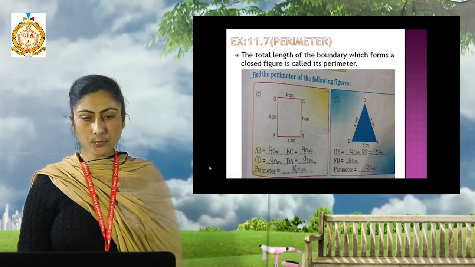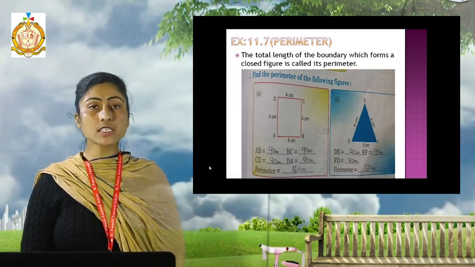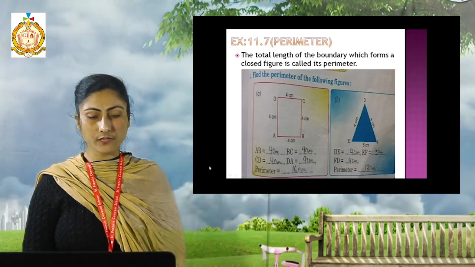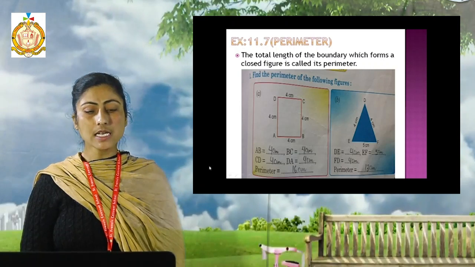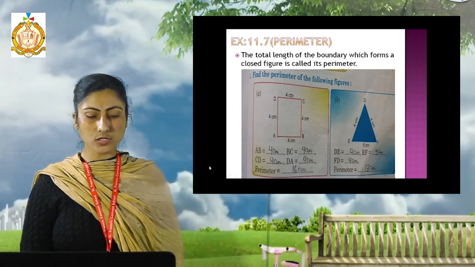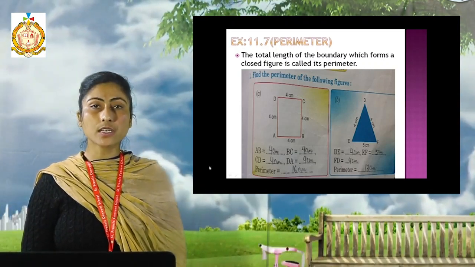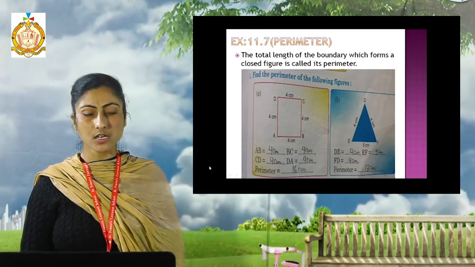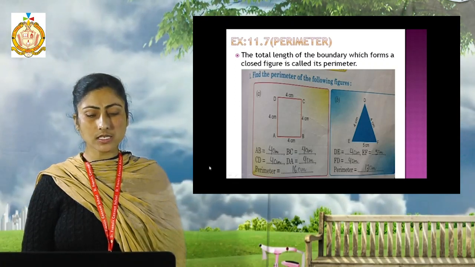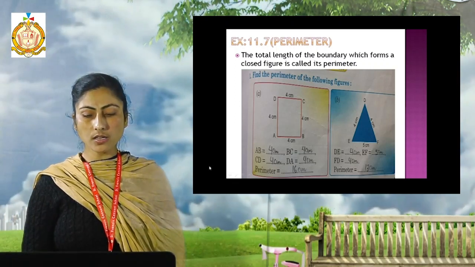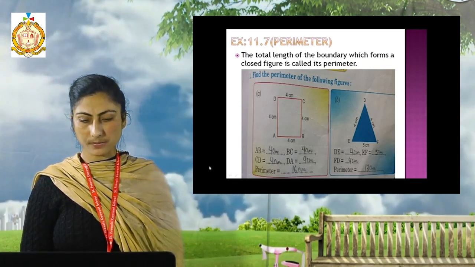So, 11.7 exercise, first sum. The measurements of all the sides of a given figure are given, like AB 4 cm, BC also 4 cm, CD 4 cm, DE also 4 cm. Then what will be the perimeter? The total sum of all the sides: 4 plus 4 plus 4 plus 4 equals a total of 16 cm. Then find the perimeter of all the figures.